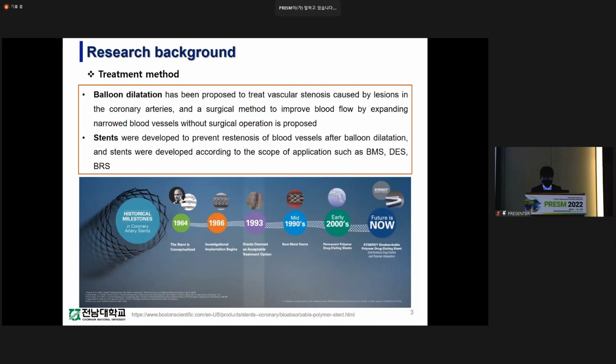Balloon dilatation was first proposed as a treatment in the 1980s as a method of improving blood flow by dilating narrowed blood vessels without surgery. Stents were developed to prevent stenosis of blood vessels after balloon dilatation, and various stents were developed depending on the scope of the application, such as bare metal stent, drug-eluting stent, and bioabsorbable vascular stent.